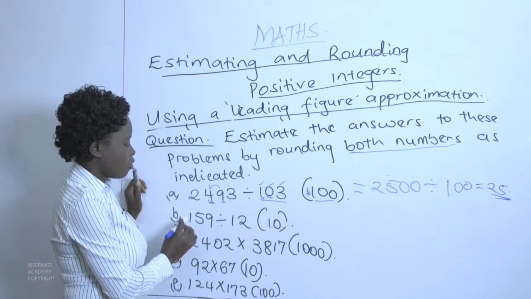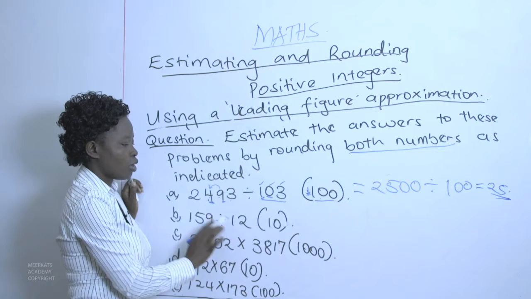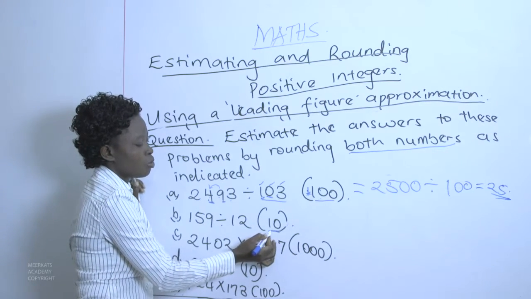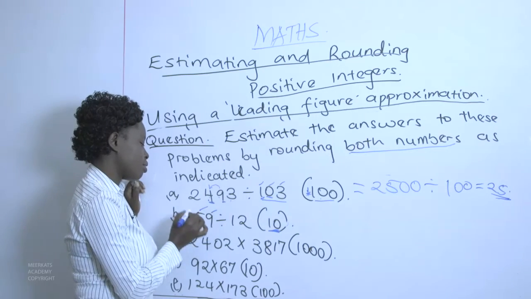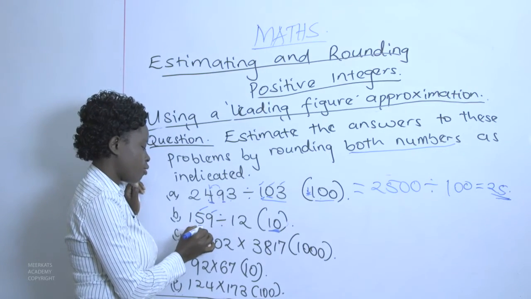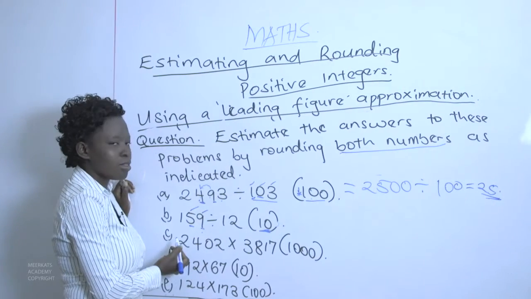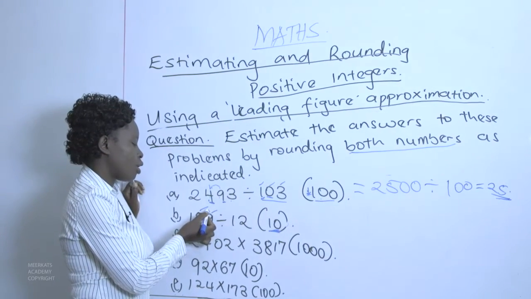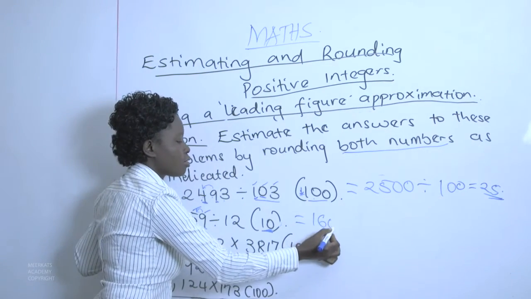Next, we have 159 divided by 12. We are rounding to the nearest 10. So this is ones, this is tens. So we have 5 in the tens place value. Then 9 is a digit that is more than 5. It will round our number up so that we get 160.